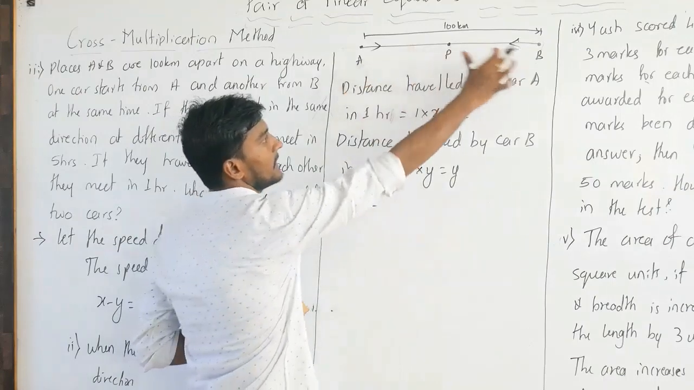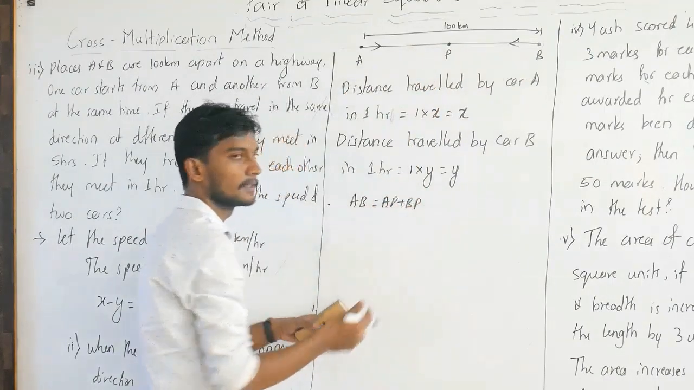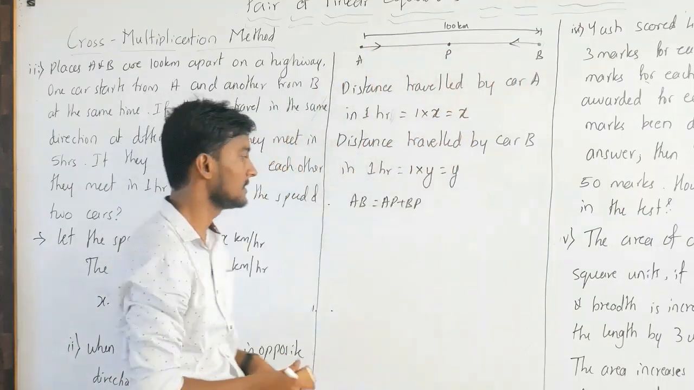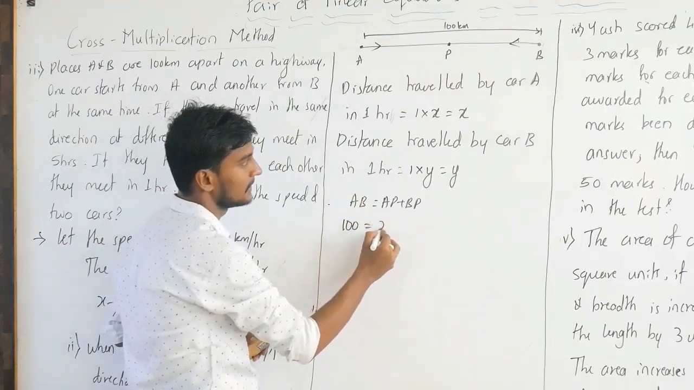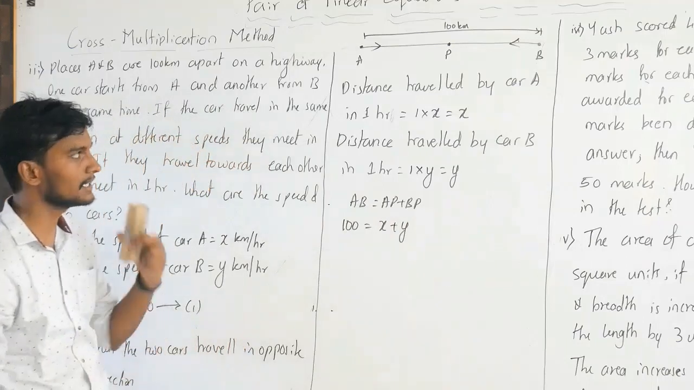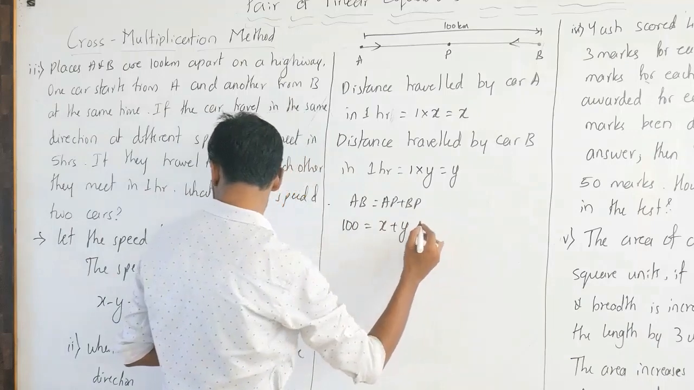How do you get AB? AP plus BP. To get AB, we have to add AP and BP. So AB is equal to AP plus BP. AB is 100, AP is x, BP is y. So take it as equation number 1.